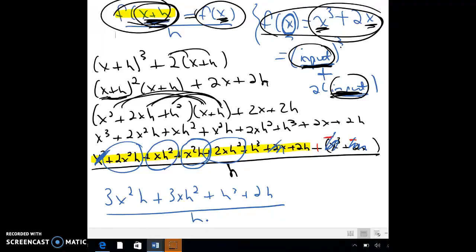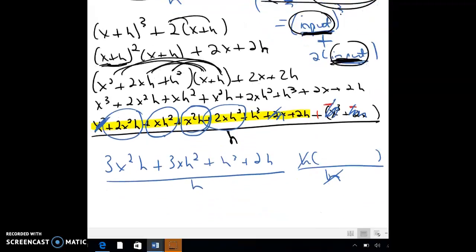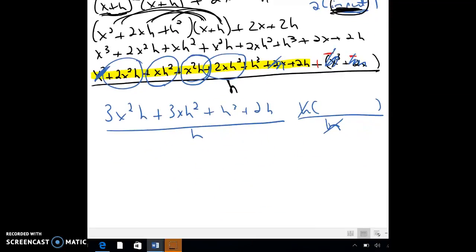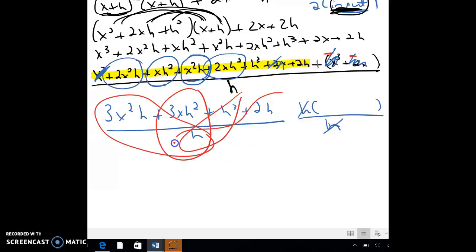At this point, you should have a bunch of stuff that is all divisible by h. You could factor that h out, and then h divided by h is 1, or you can cancel them. Or you can just realize that if they're all divisible by h, you could just divide every single term by h. If they're not all divisible by h, that is not an option. So if I divide or cancel, whichever way you want to do it, I get 3x squared plus 3xh plus h squared plus 2.